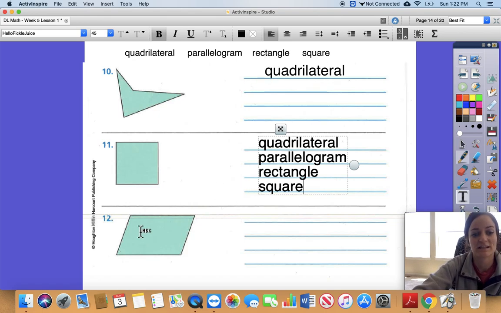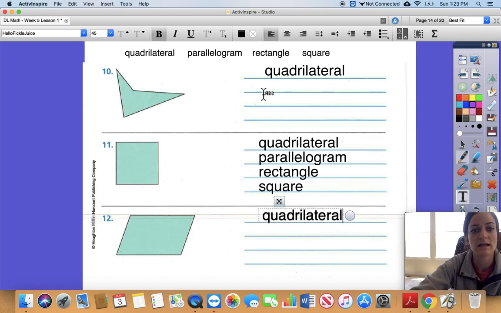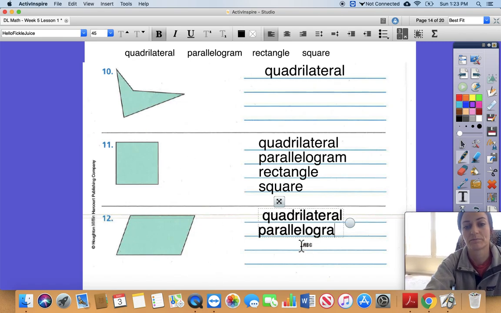Okay, let's look at this one. Is this a quadrilateral? Quadrilateral has 4 sides. 1, 2, 3, 4. Yep, it is a quadrilateral. Okay, is it a parallelogram? Parallelogram is that the opposite sides are parallel to each other. Let's see. This one is parallel to this one. Okay, so we got one set. And this side is parallel to this side, right? They would never run into each other if you were to extend them forever. So yes, this shape is also a parallelogram.